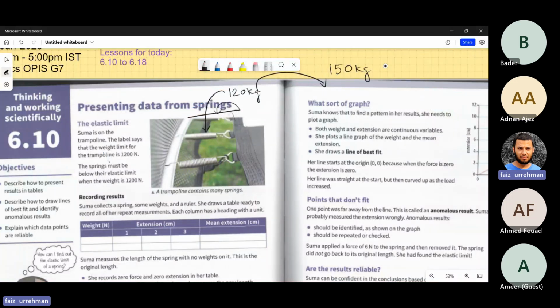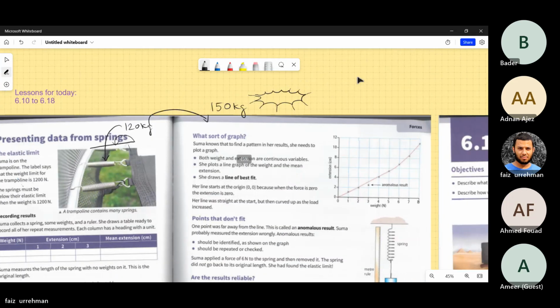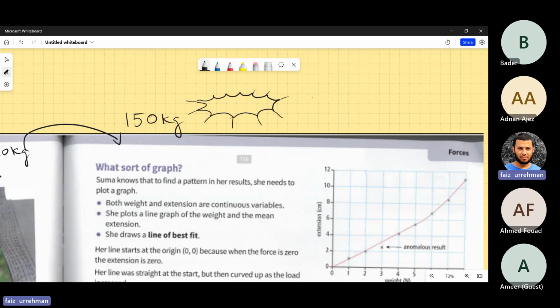It will just hang. Originally the trampoline is something like this, very stretched out. But when heavy people are resting on it, it will become like this, saggy. The trampoline will become saggy. Something like this, saggy.